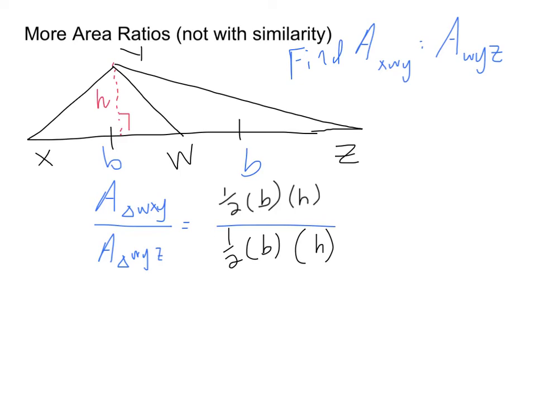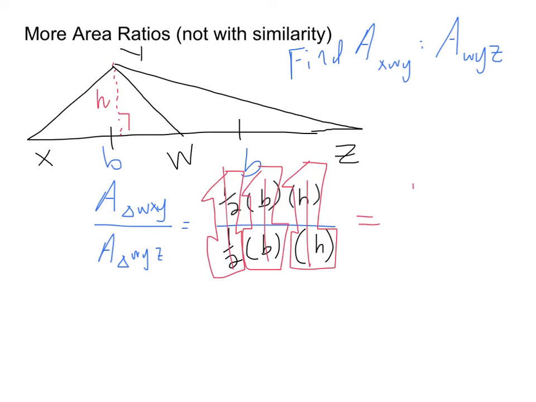What is anything divided by itself? Well, it's 1. So a half divided by a half, that's really 1. B divided by B, that's really 1. And H divided by H, that's really 1 as well. What is 1 times 1 times 1? Well, that's equal to 1. So these two triangles are in a 1-to-1 ratio. Why? Because they have the same base and the same height, so they have the same area.